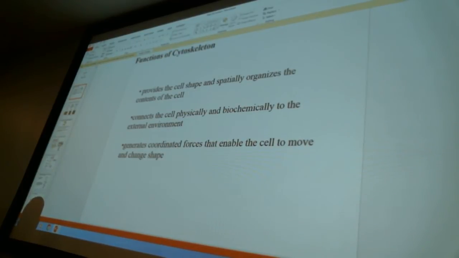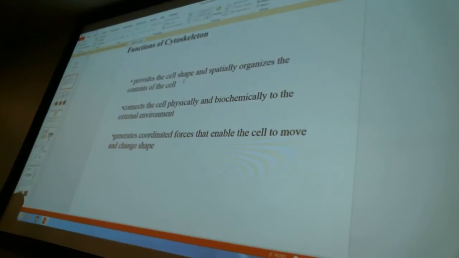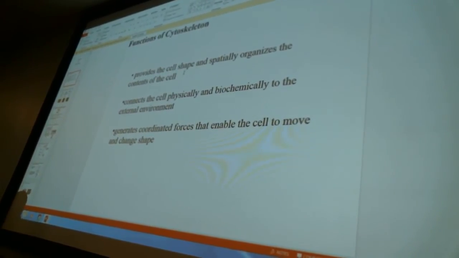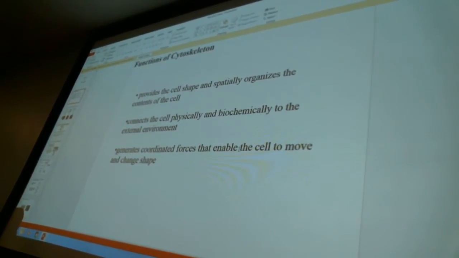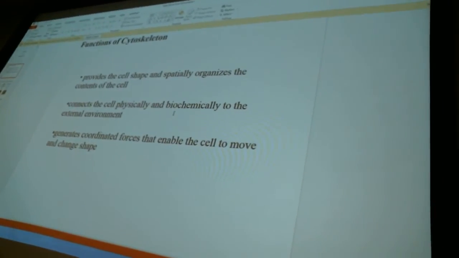So what are the functions of the cytoskeleton? It generally provides cell shape and is quite essential for cell motility and organization of the content of the cells. It also connects, physically and biochemically, the cytoplasmic contents of the cell with the external part of the cell. And it also generates various forces within the cell to enable cells to move.